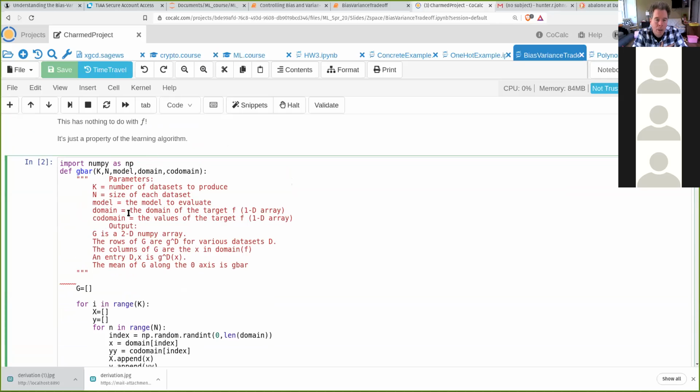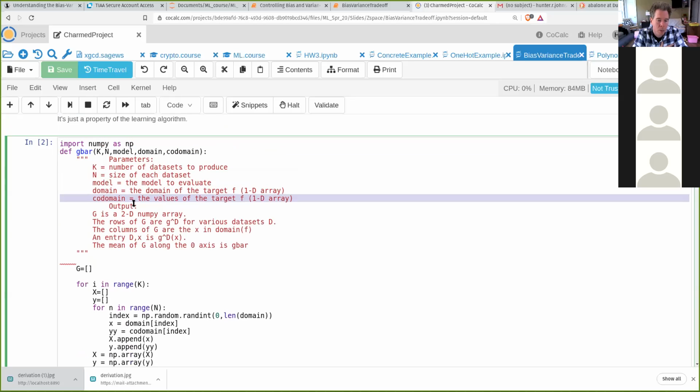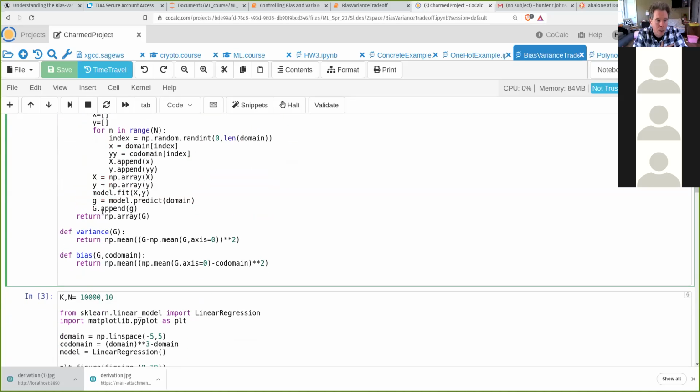And the domain is just the domain of the target function f, and the codomain is the values of the target f. So from all of those, you can produce G bar. What I actually return is this thing, capital G, which is like a matrix of the g's. I think it's worthwhile to mess up the page and try to write again. So G is a matrix, and it has G1 as the first row, and G2 is the second row, and GK is the last row.